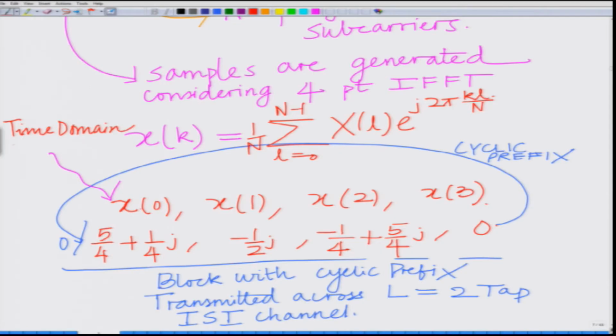When we say the time domain input samples, these are the samples which are transmitted over the channel, and the time domain output samples are the corresponding output samples which are received over the channel. So, this is the difference between the time domain input samples and the time domain output samples.